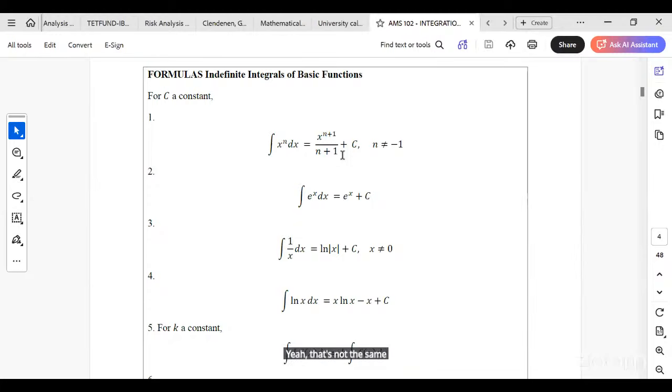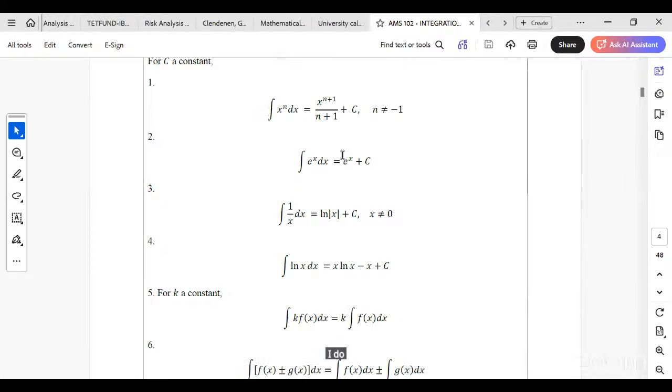And then if you have log x, the integral of log x is x log x minus x plus the arbitrary constant. So what you have are the results of integrating a function if you have them in different forms as being displayed.